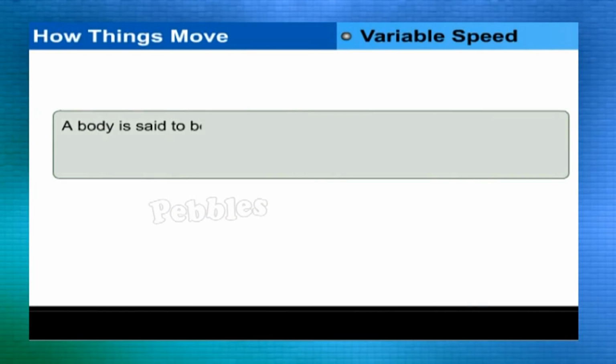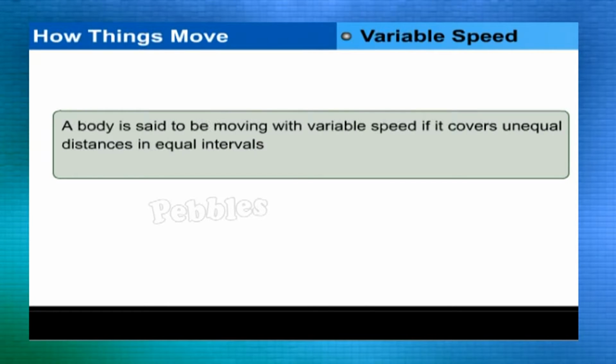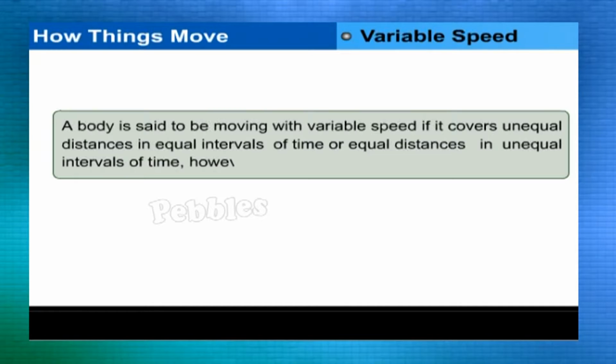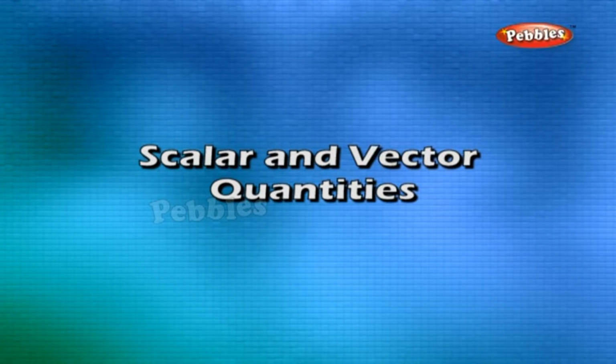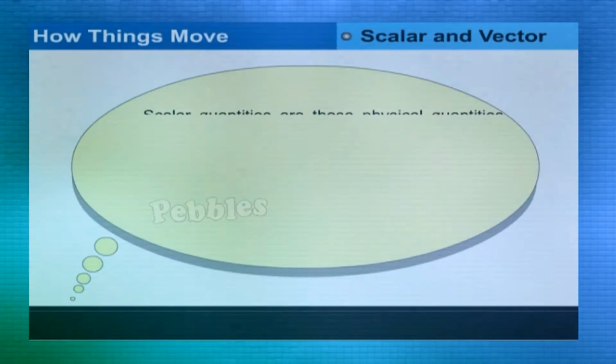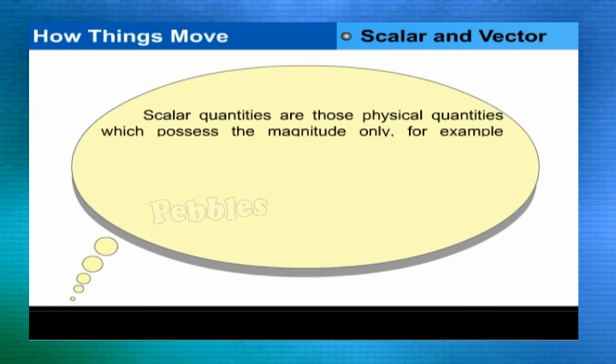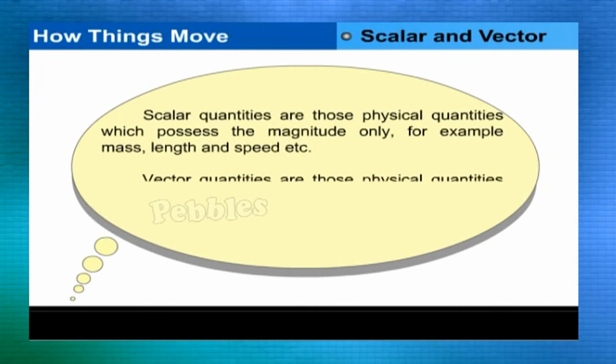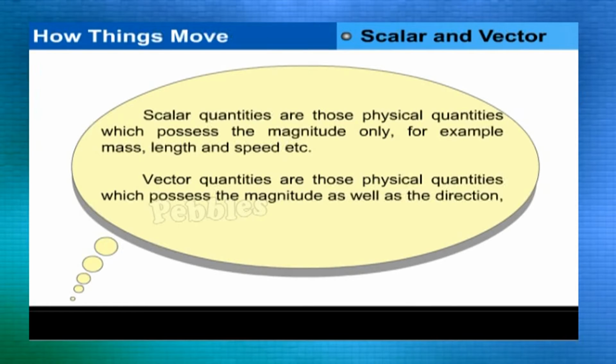Variable speed. A body is said to be moving with variable speed if it covers unequal distances in equal intervals of time or equal distances in unequal intervals of time, however small the time intervals may be. Scalar and vector quantities. Scalar quantities are those physical quantities which possess the magnitude only, for example, mass, length, and speed, etc. Vector quantities are those physical quantities which possess the magnitude as well as the direction, for example, weight, force, velocity, momentum, etc.